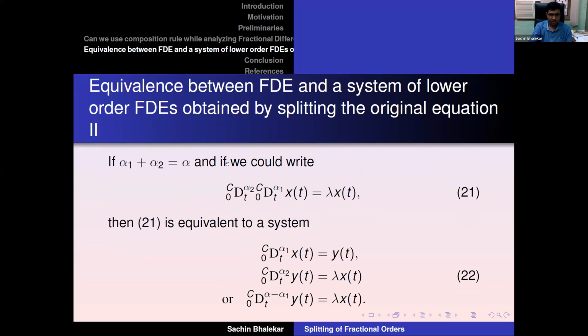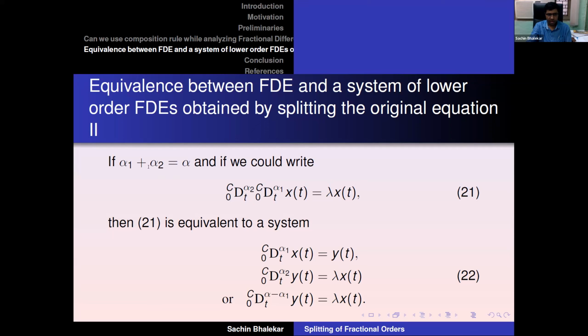If α1 plus α2 equal to α, and if we could write, okay, so in some cases we use proof by contradiction. If we could write D^α2 D^α1 x(t) equal to λx(t), then this is equivalent to, I mean, if we could split this, then we will be able to write D^α1 x(t) equal to a certain function, say y(t), and then D^α2 y(t) equal to the right hand side. So splitting is like this.